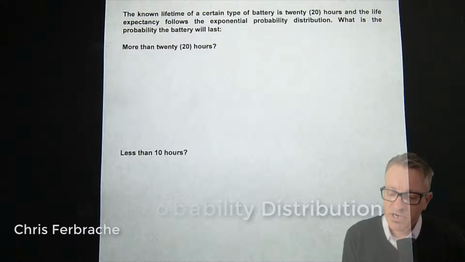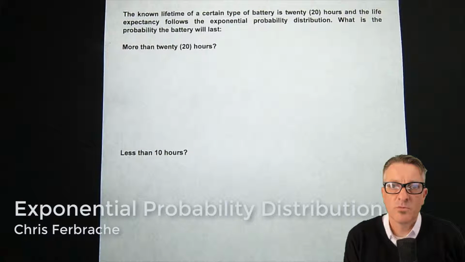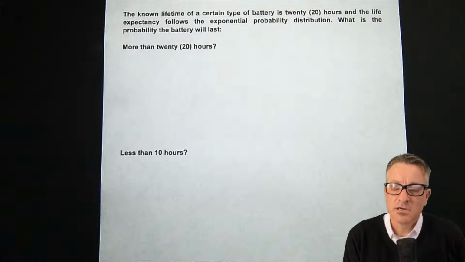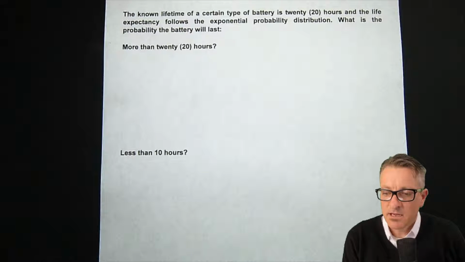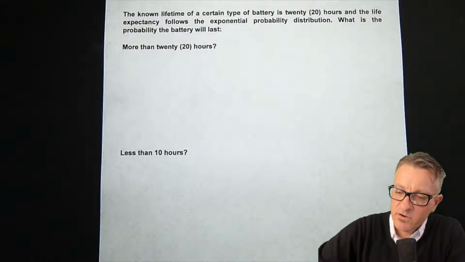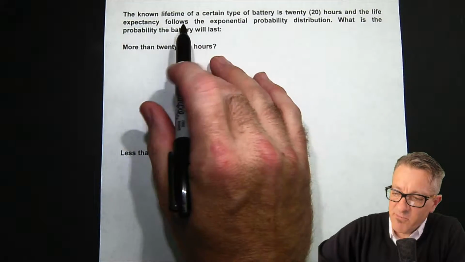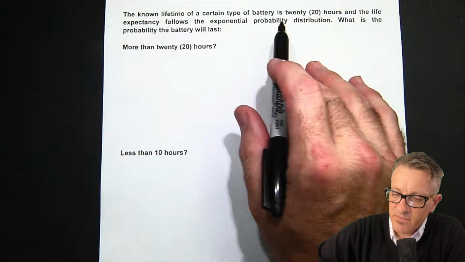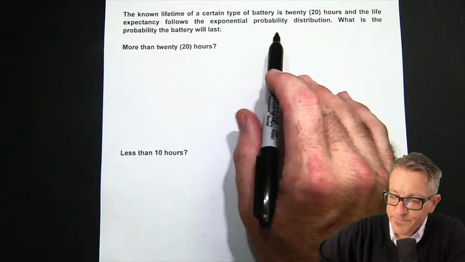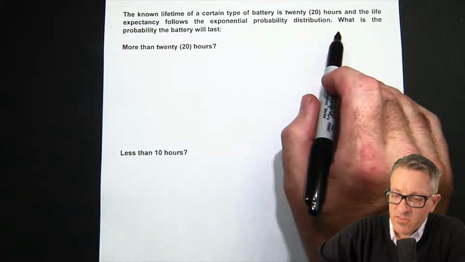Hi, this is Christopher Boucher, and I'm going to review how to do a basic exponential probability, or exponential distribution, type of example, and we'll get started. So, the known lifetime of a certain type of battery is 20 hours, and the life expectancy follows the exponential probability distribution. What is the probability the battery will last?